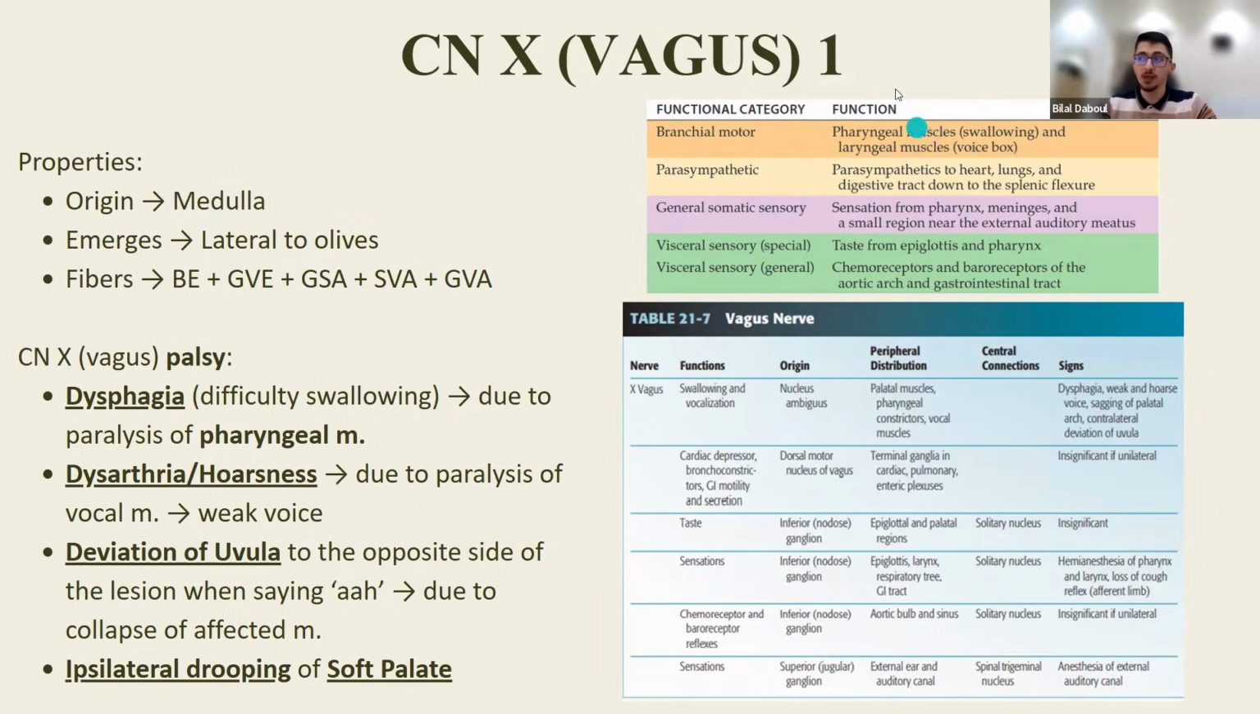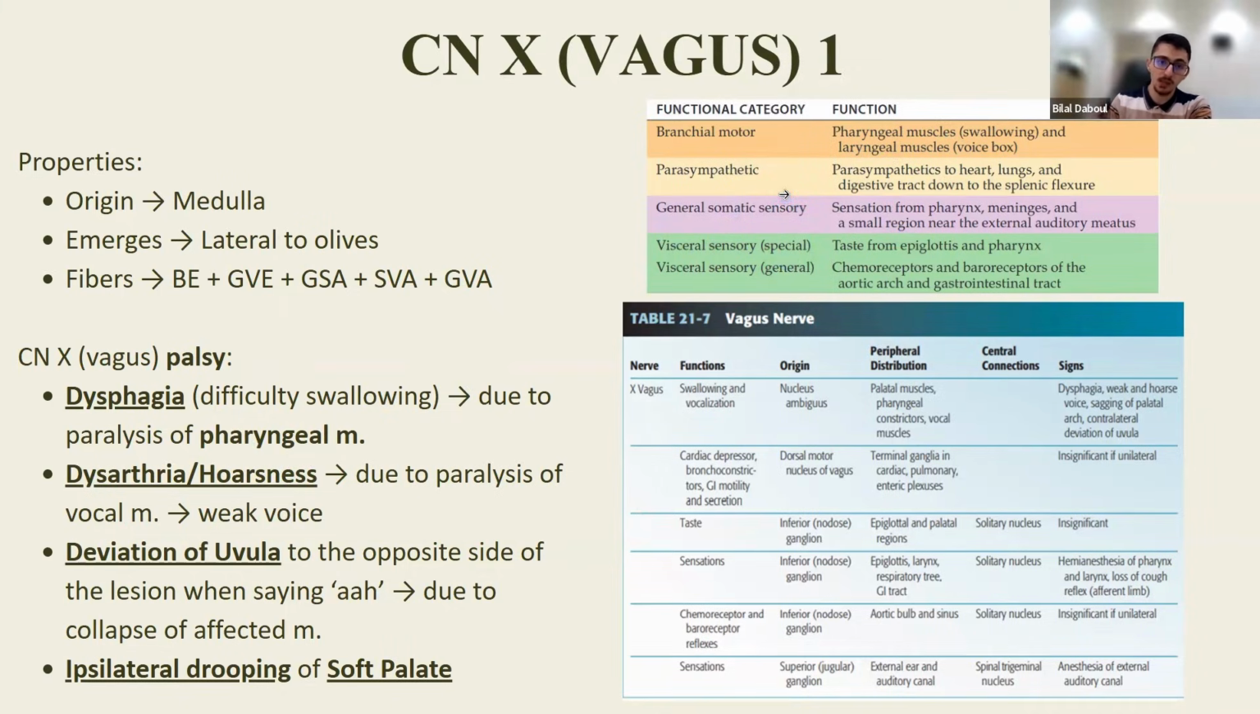It's also the main supply through the nucleus ambiguus. So it gets its branchial efferent fibers or branchiomotor fibers from the nucleus ambiguus from within the medulla. And it ultimately aims to supply the laryngeal muscles and the voice box to produce sound. So talking. So the lesion will present with dysphagia due to paralysis of pharyngeal muscles. You would also have dysarthria or hoarseness due to paralysis of the vocal muscles, so you would have a weak voice.